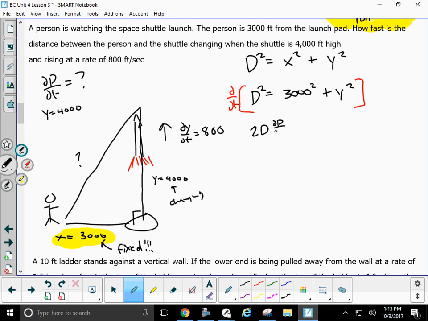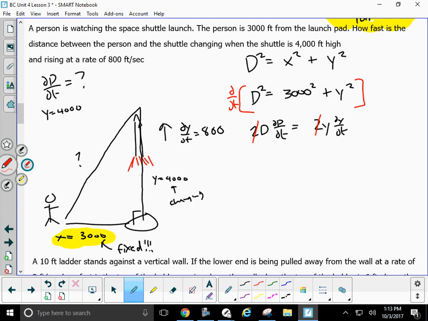I get 2D dD/dt is equal to, what's the derivative of 3,000 squared? Zero. Excellent. That's a constant. This is why we did this. So when we take the derivative of it, it goes away. And this is just zero, and this becomes 2y dy/dt. And of course, these lovely twos can cancel right away.